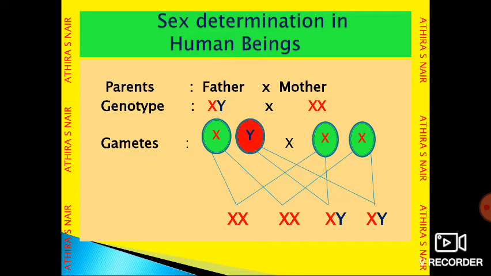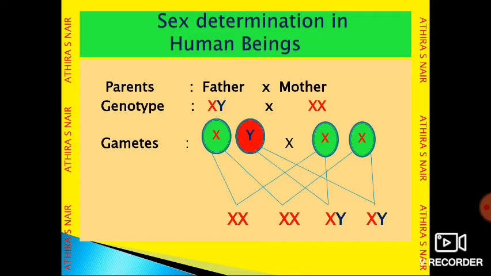In the case of the mother, only one type of gamete is produced, one type of egg with X chromosome. Here we can see that four possible progenies are there. If the X chromosome containing sperm fuses with the X chromosome containing egg, it will result in XX, that is a female child. Again, if the other X chromosome containing sperm fuses with the X chromosome containing egg, it will also result in a female child. If the Y chromosome containing gamete fuses with any of the X chromosome containing eggs, it will result in a male child.